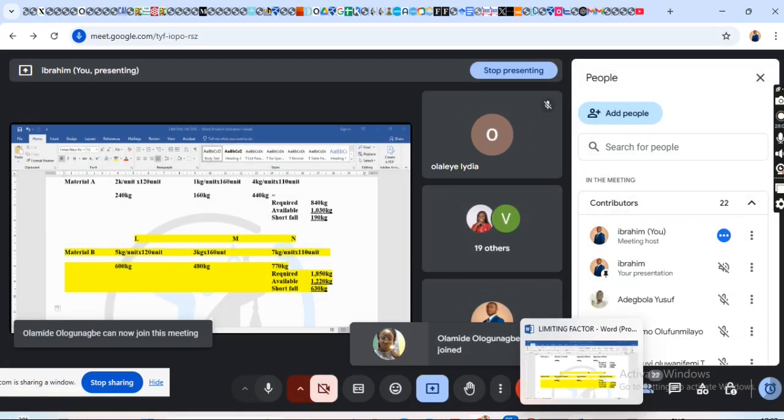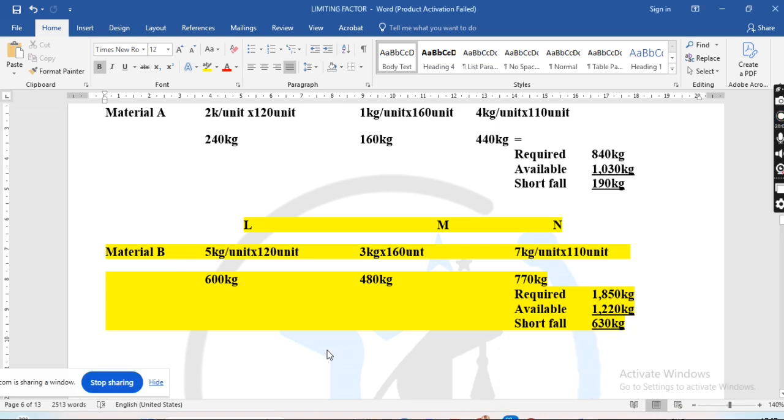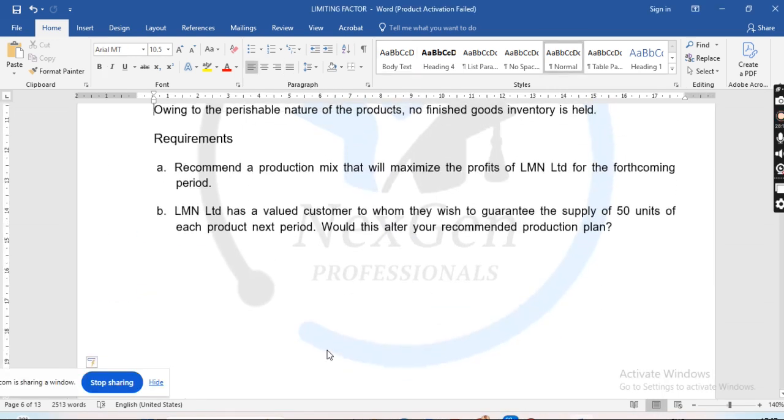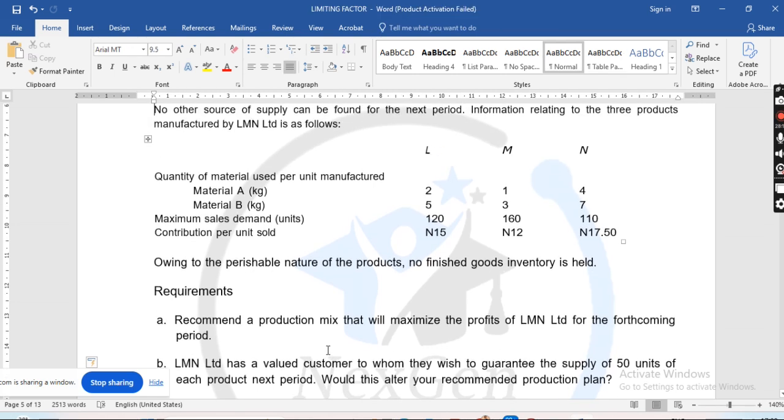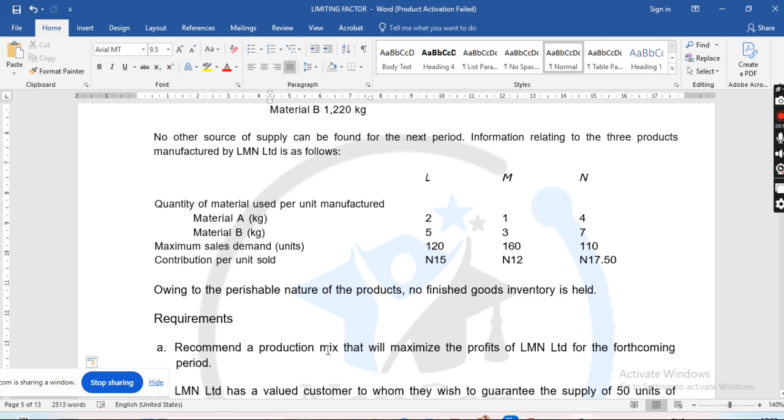So the contribution per limiting factor is given to us. Contribution, sorry, contribution per unit. So we don't need to determine the contribution per unit. It is given to us in this question, right? Which means this question just wants us to go straight to the point and move ahead.